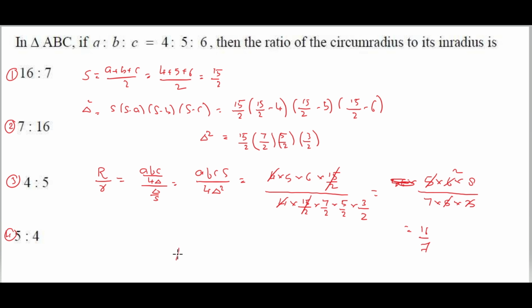Therefore the ratio of the circumradius capital R to the inradius small r is equal to 16 is to 7. This is the answer. Here the first option is the correct answer.